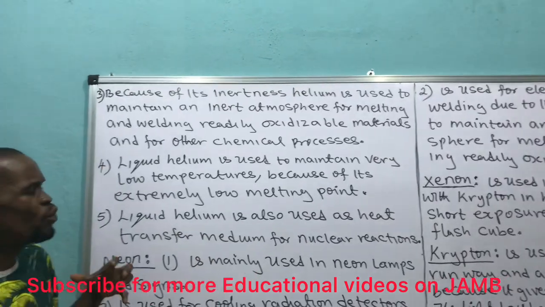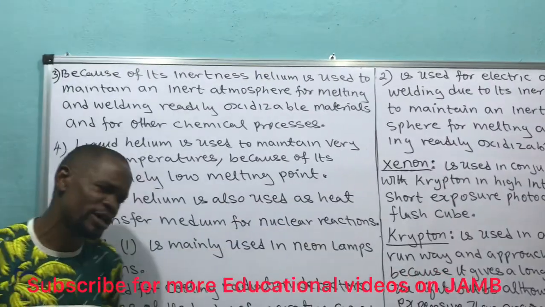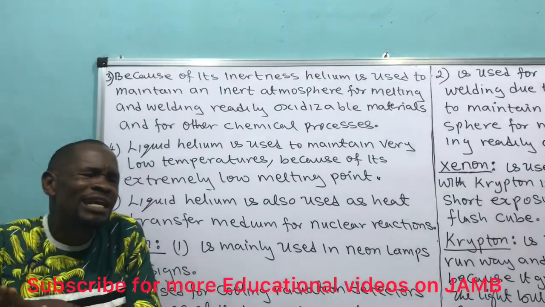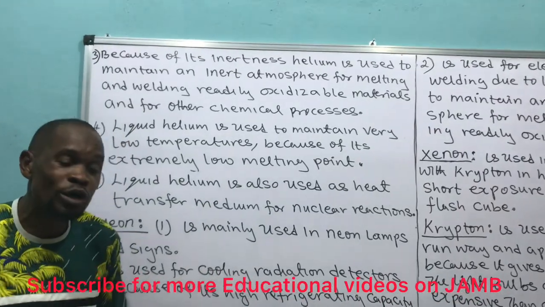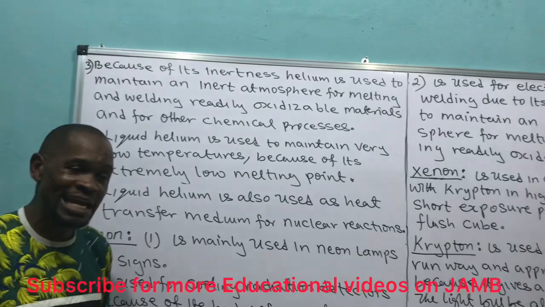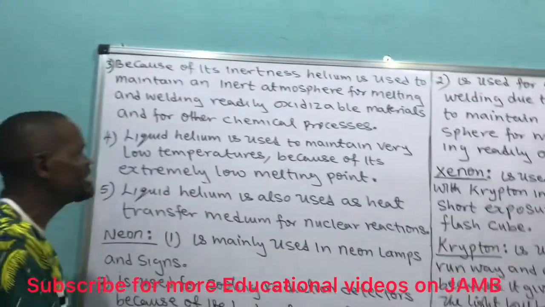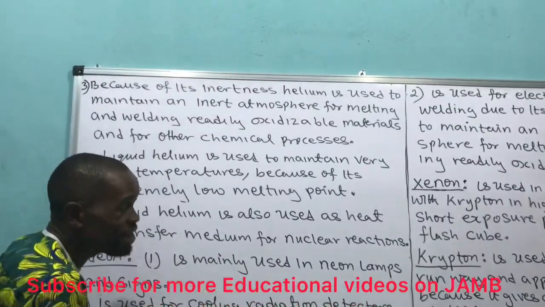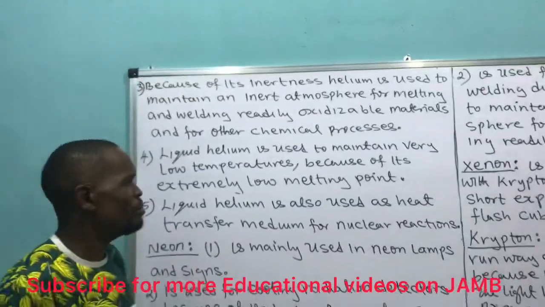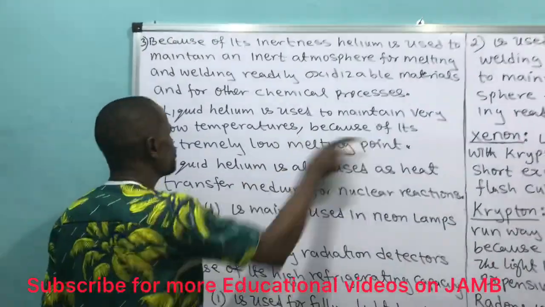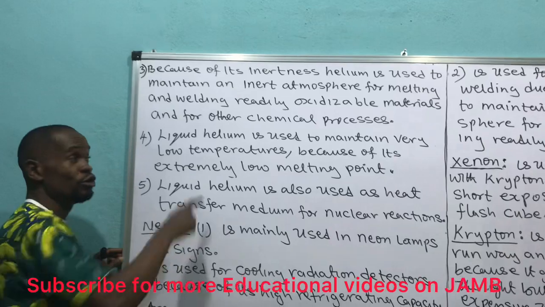We use liquid helium to maintain very low temperature, because of its extremely low melting point. It has the lowest melting point compared to others, and the lowest ionization energy. According to what we have done, helium has the lowest ionization energy. Therefore, it has the property that keeps the temperature very, very low. So if we have to maintain a low temperature, we can pump helium to maintain it for us, because of its extremely low melting point. That's why we can use it to maintain a low temperature.